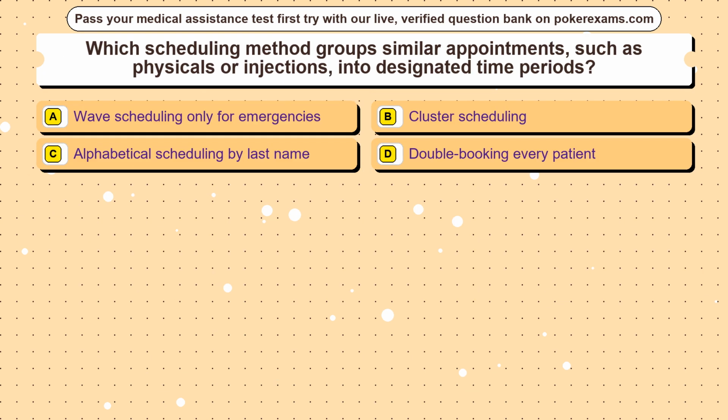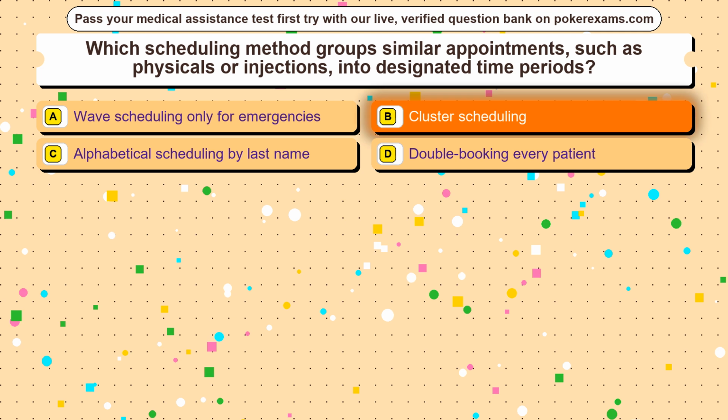Question 68. Which scheduling method groups similar appointments, such as physicals or injections, into designated time periods? Option A. Wave scheduling only for emergencies. Option B. Cluster scheduling. Option C. Alphabetical scheduling by last name. Option D. Double booking every patient.